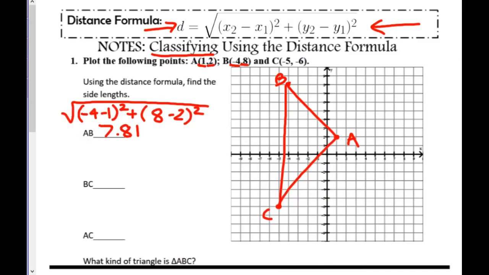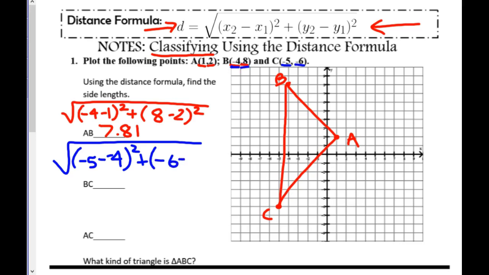Cool. Now, let's do BC. Now I'm only going to look at B and C for my points, right? So, x2 minus x1. So, long square root, negative 5 minus negative 4 squared. I'm subtracting a negative number. You can put a plus sign if you want. Write this down. Plus negative 6 minus 8. Don't forget the squared.